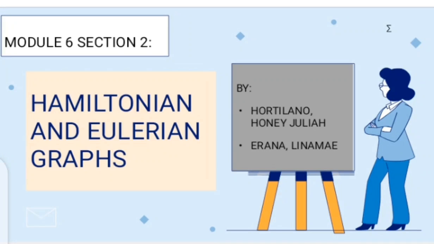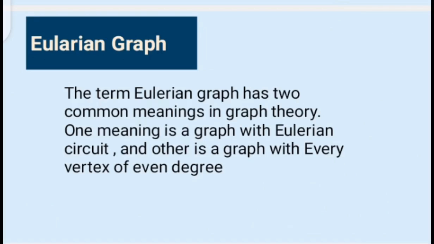So our topic is all about Hamiltonian and Eulerian graphs, Module 6, Section 2. Before we proceed to what Hamiltonian is about, I will discuss first what Eulerian is all about. The term Eulerian graph has two common meanings in graph theory. One meaning is a graph with an Eulerian circuit, and the other is a graph with every vertex of even degree.